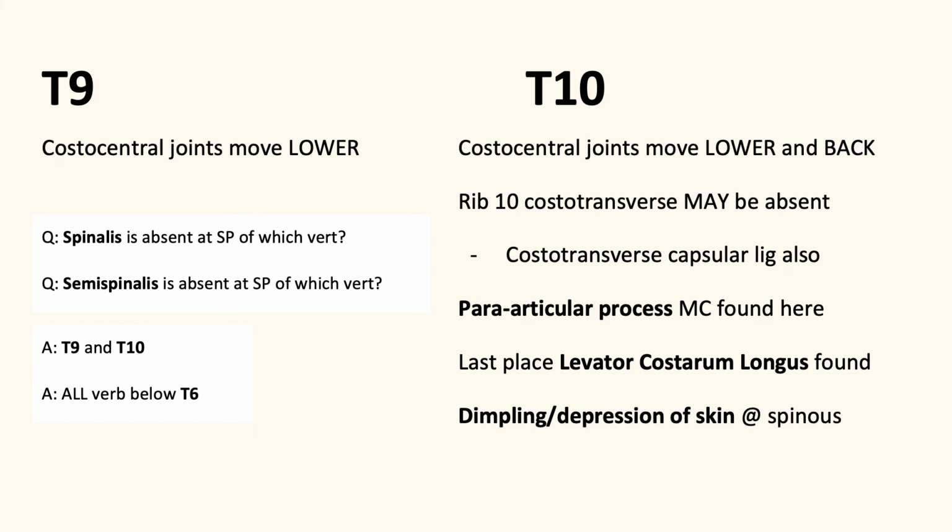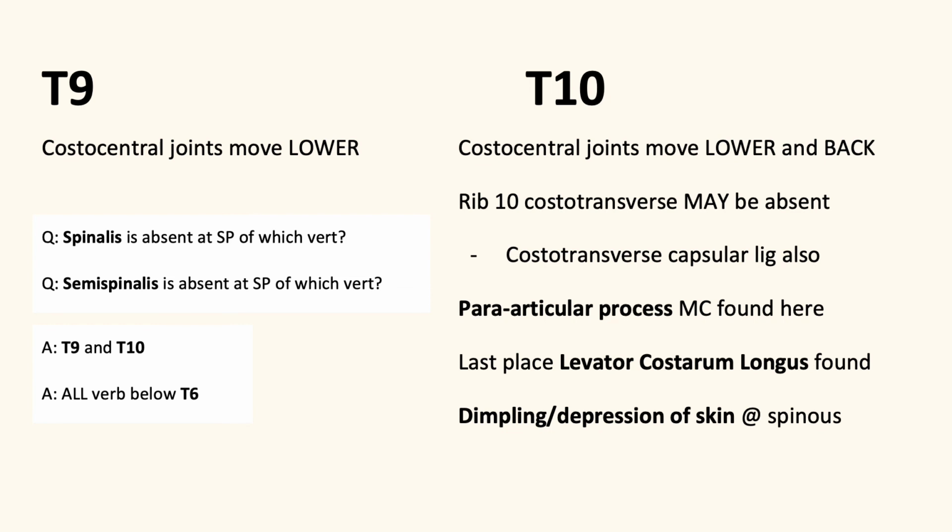The costocentral joint will be absent. Remember, it may or may not be there for T9, but it's definitely not there for T10. So you'll obviously want to just kind of make a mental note if those articulations may be absent. Obviously, the ligaments that are associated with those articulations would also be absent.